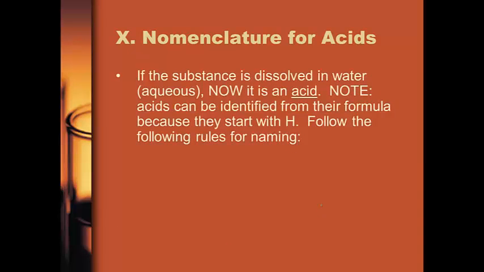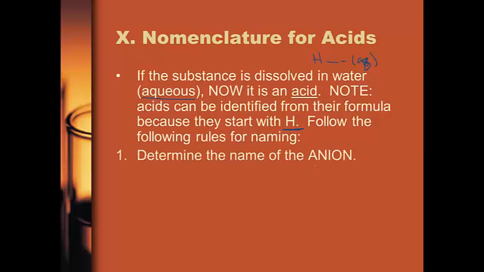Okay, now, once a substance is dissolved in water, it's aqueous. Now you name it as an acid. Acids can be identified from the formula because you see H in front, and they have aqueous or (aq) written at the end. So it'll be H something something something (aq), parentheses at the end. Okay, now follow these rules. These are the tricky ones.